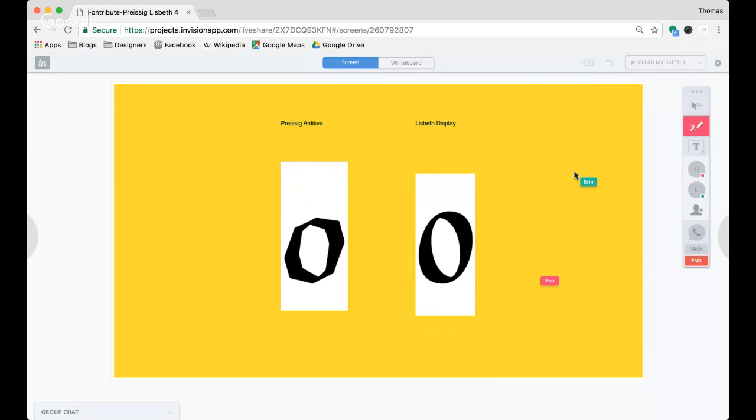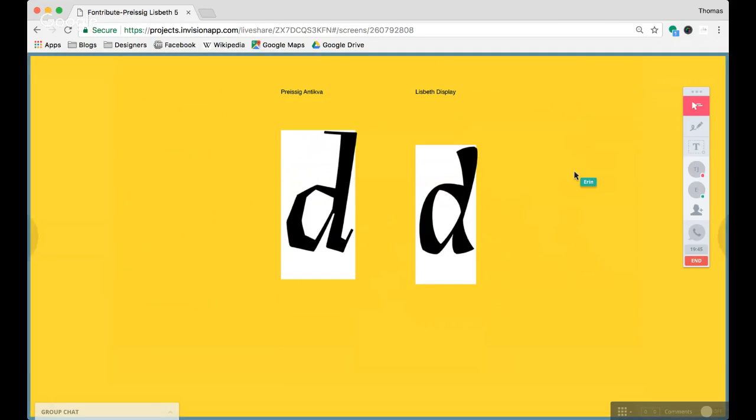And notice how narrow Lisbeth is. I think we'll notice that throughout as well, that there are going to be some narrow characters in that typeface. Interesting. Shall we move on? Oh, yes. When the parts come together.